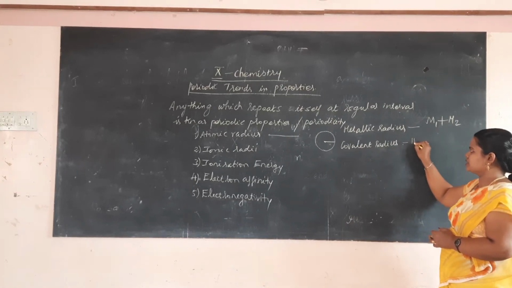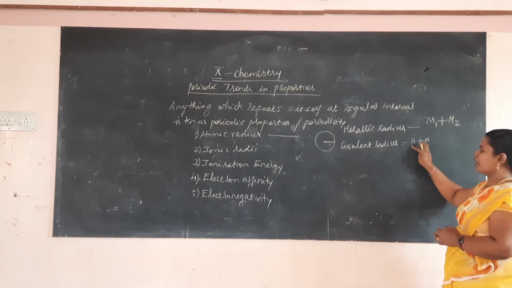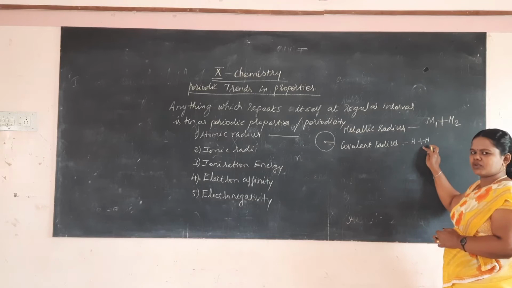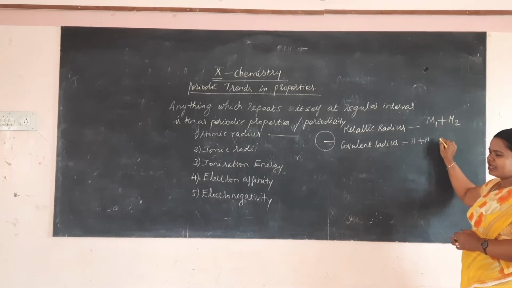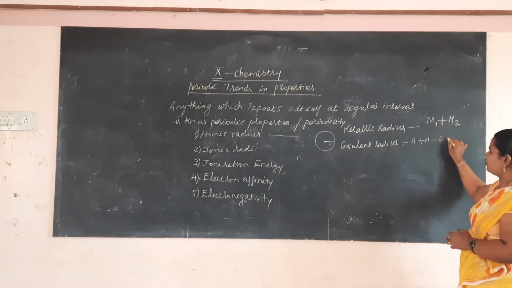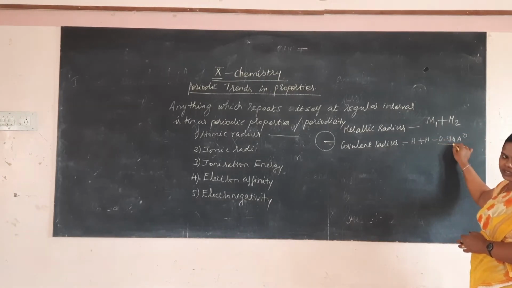For example, in hydrogen, half the distance between the two covalently bonded atoms in a molecule is known as the covalent radius or non-metallic radius. Here, the covalent radius is found to be 0.74 angstrom. When you divide, you know that it is half the distance.